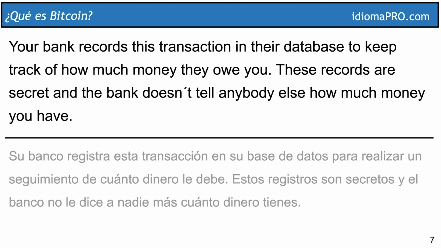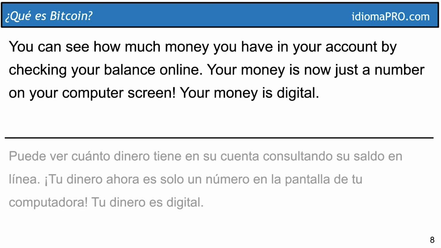These records are secret, and the bank doesn't tell anybody else how much money you have. You can see how much money you have in your account by checking your balance online. Your money is now just a number on your computer screen. Your money is digital.